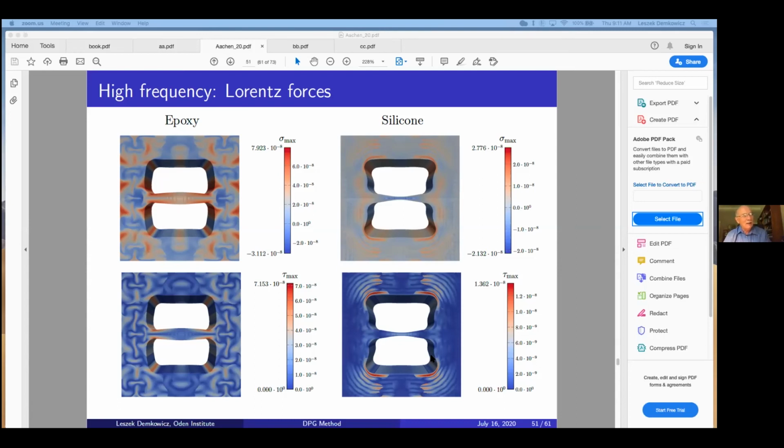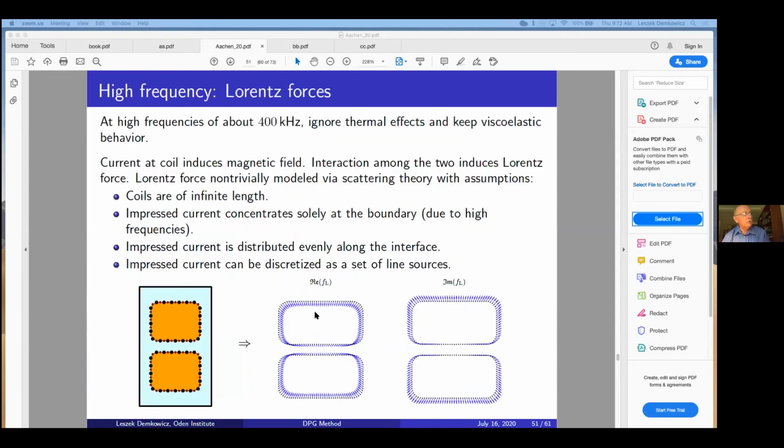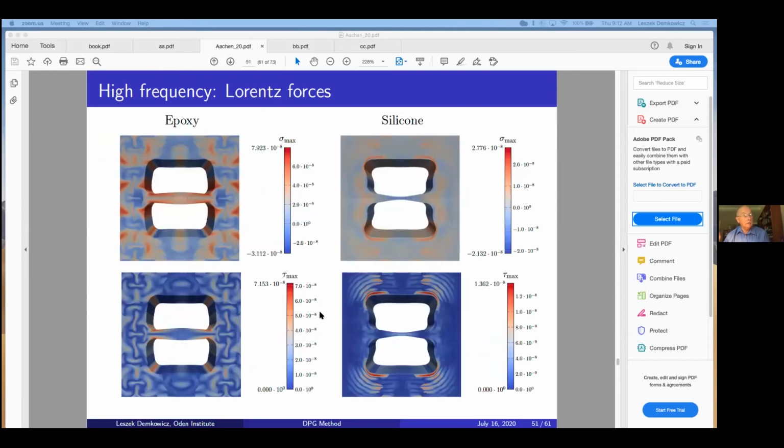So these beautiful high-frequency Lorentz forces turn out to be insignificant, orders of magnitude smaller. Beautiful pictures, but they are not the forces that make this epoxy crack. The largest stresses came really from the ovalization, from the purely kinematic forcing on the boundary and overall inertia forces. That was the conclusion and the end of the project.